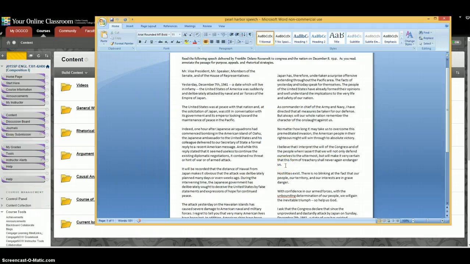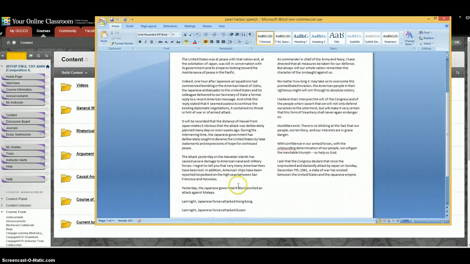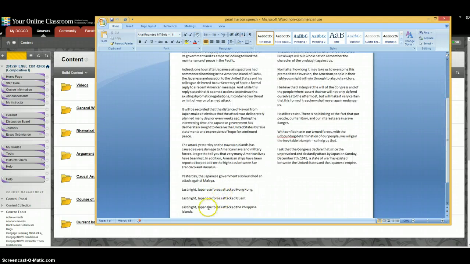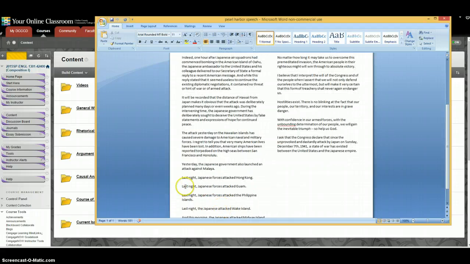Look for diction, powerful words. Look for imagery, which appeals to your senses, or figurative language. Look for the tones and how his tone shifts constantly throughout the speech. And then that's how you will analyze the speech and respond to it in writing. He also has repetition, which is a rhetorical strategy, and you can see that just from looking at it. He has last night, Japanese forces attacked Hong Kong. Last night, Japanese forces attacked Guam. Last night, Japanese forces attacked the Philippine Islands.